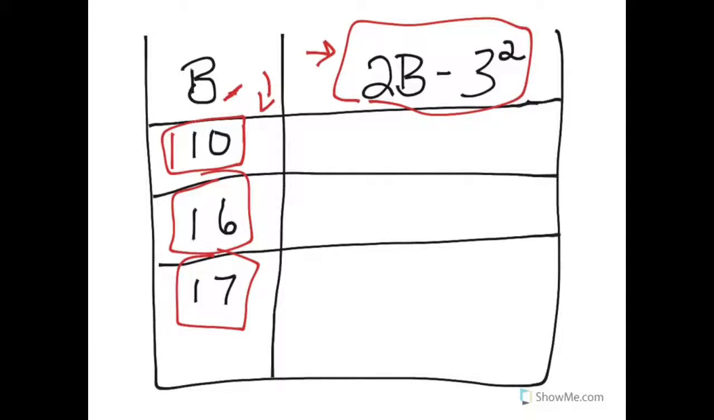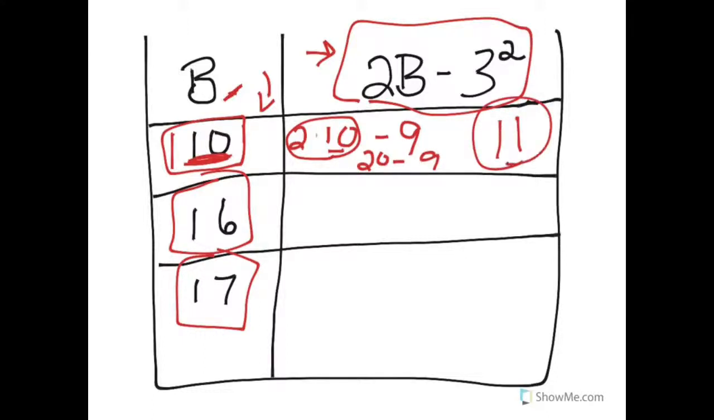Okay? So what we're really looking at is 2 times 10, because I'm going to put the 10 in for b, minus, and 3 squared would be 3 times 3, so we have 9. Obviously we have to do the exponent first because of PEMDAS, and there's no parentheses, so we did 3 squared first, we got our 9. Then we're going to do our multiplication, so 2 times 10 is 20. 20 minus 9 gives us 11.